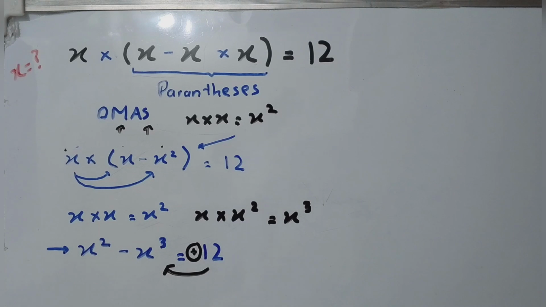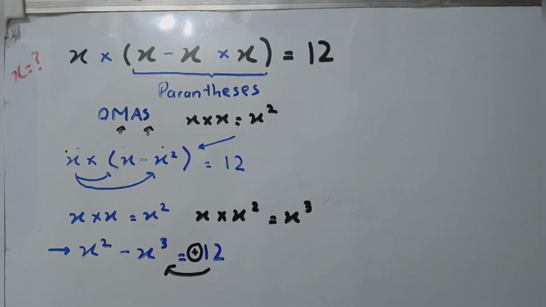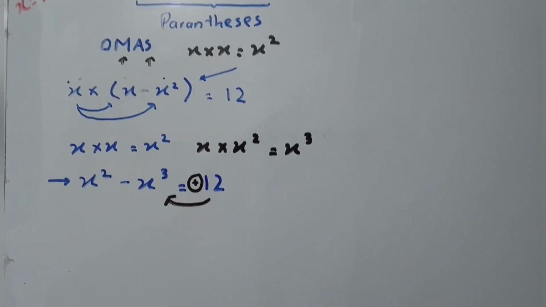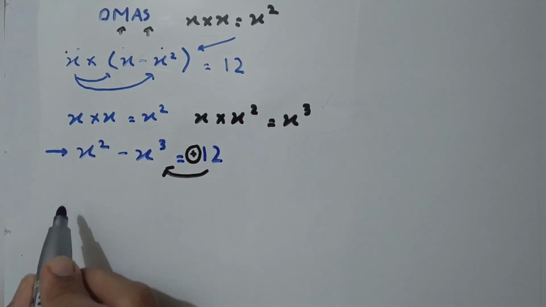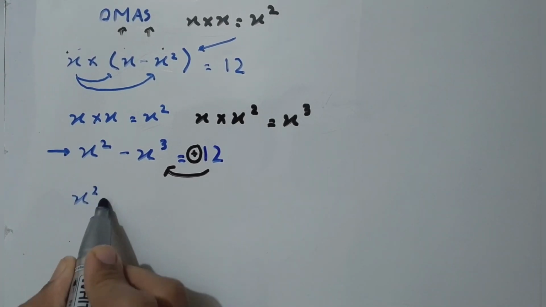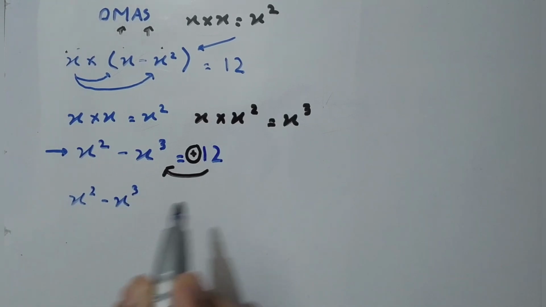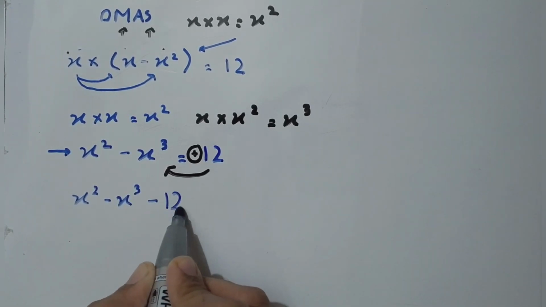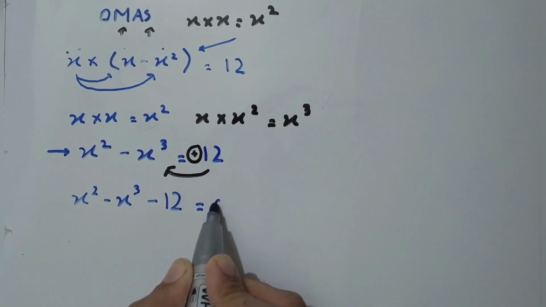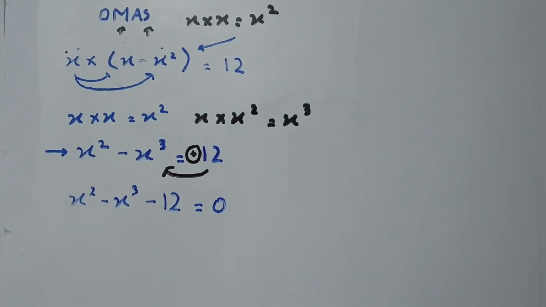So we could apply the theorem which I mentioned earlier, that I'll show you a secret tip on how to solve these types of questions. So now x squared minus x cubed, and as 12 moves here, the sign of 12 changes to negative. So this is x squared minus x cubed minus 12 equals 0. Now we have the whole equation on the left hand side, and now the equation is ready to solve. Now let's move on to step 4.